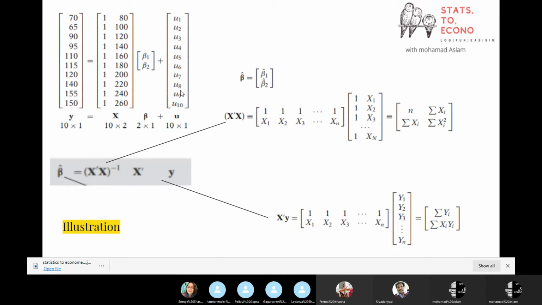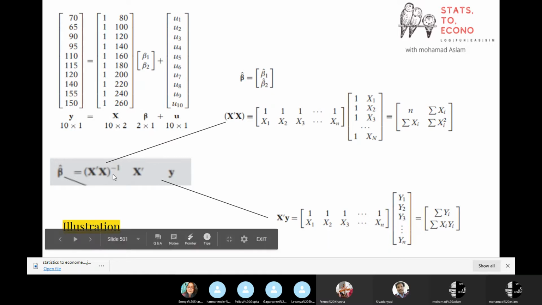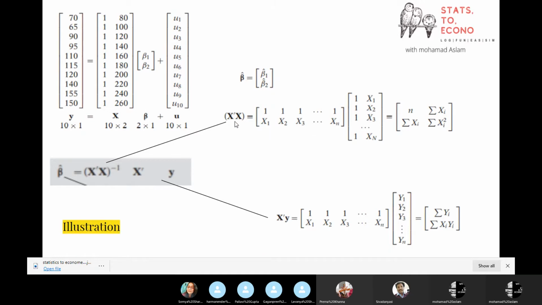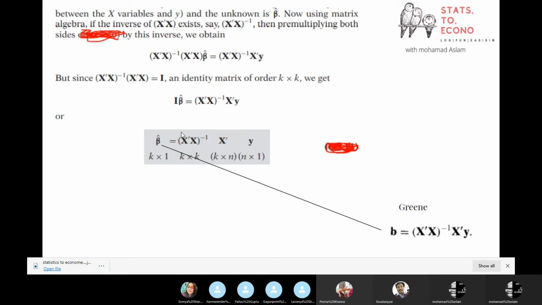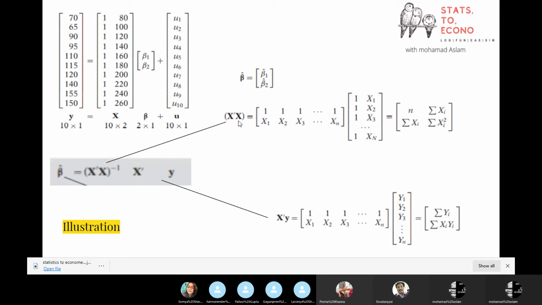Then our residual terms. This is our y matrix, x matrix with dimension n into k, beta k into 1, and residual. So the beta parameters are the sample estimates, beta 1 hat, beta 2 hat. So this is our formula. First, in the matrix form, this is x, and we have derived the formula for all the beta parameters. So this is x transpose x inverse x transpose y. This is the x transpose x matrix.